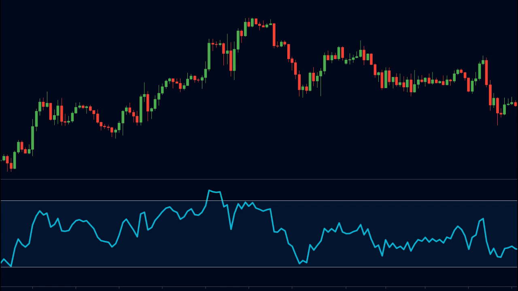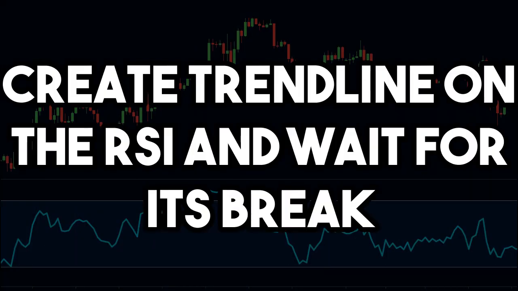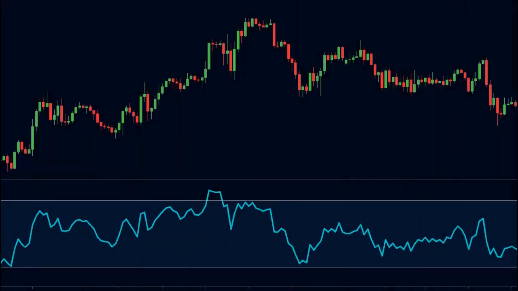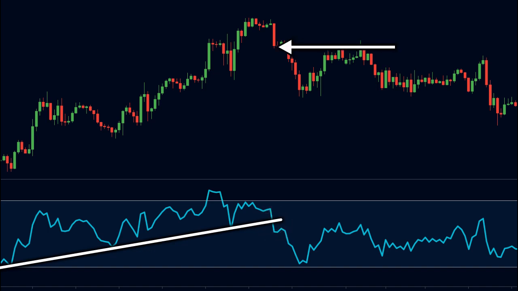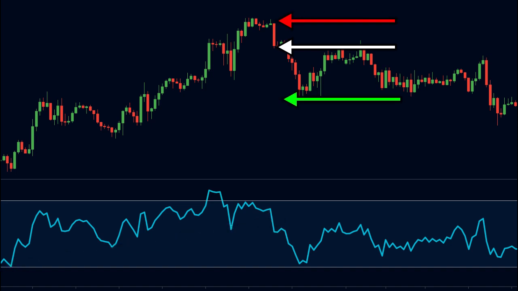But when do we enter? For our entries, we will create a trend line on the RSI and wait for its break to sell. For instance, here is the trend line on the RSI. Here we see that the RSI has broken its trend line. So we can sell here. We will keep our stop loss above the previous swing high, and we can place our targets at a 1.5:1 risk to reward ratio. As you can see, the price made a strong down move after our entry.